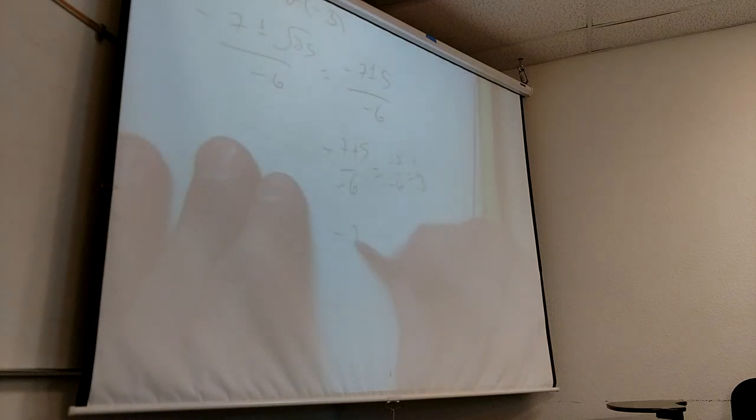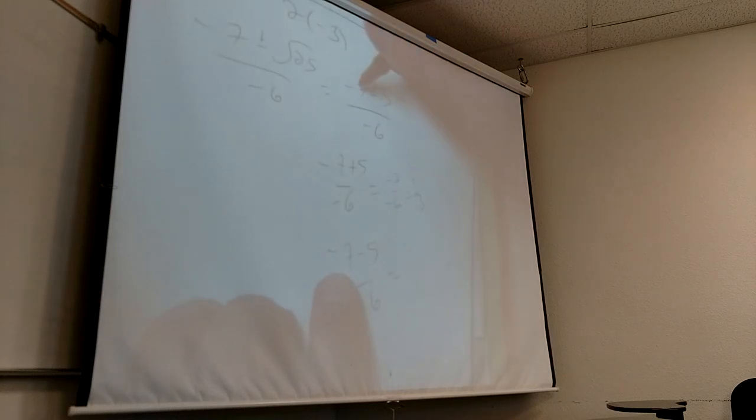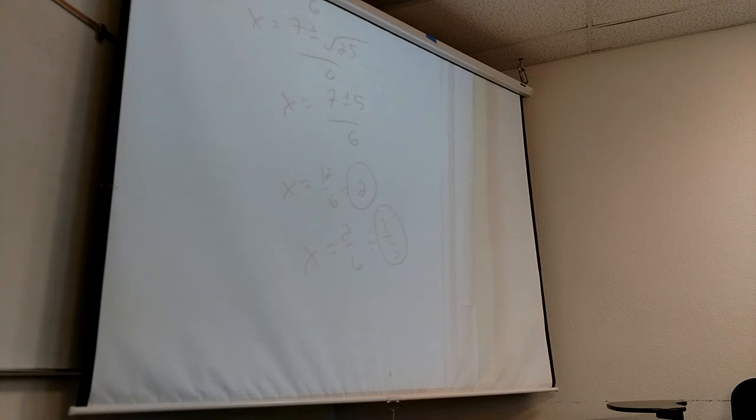And what is negative 7 minus 5? I got negative 7 plus 5 over negative 6, or negative 7 minus 5 over negative 6. Negative 7 minus 5 is negative 12. Negative 12 over negative 6 is 2. Still the same two answers we got earlier, 2 and 1/3. Okay. So it doesn't matter where you put it. The negatives eventually cancel if you go the other way.